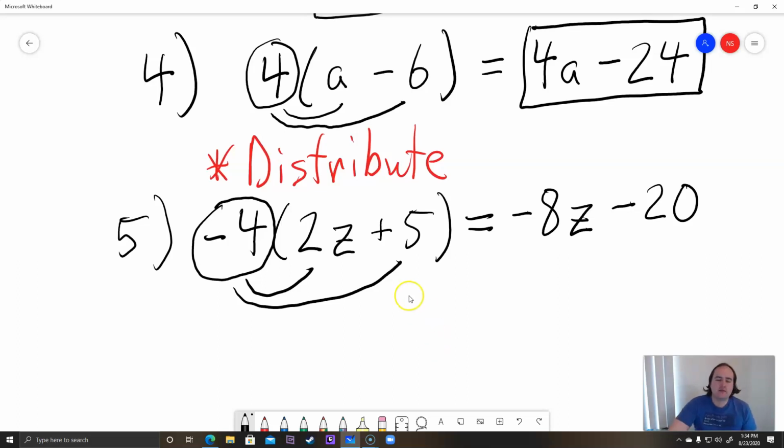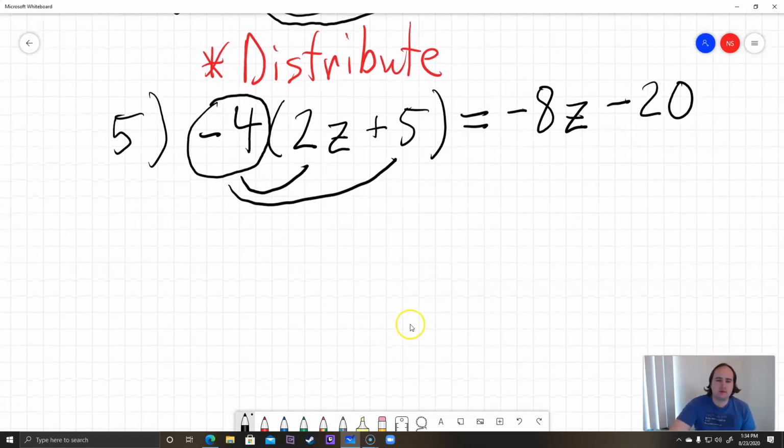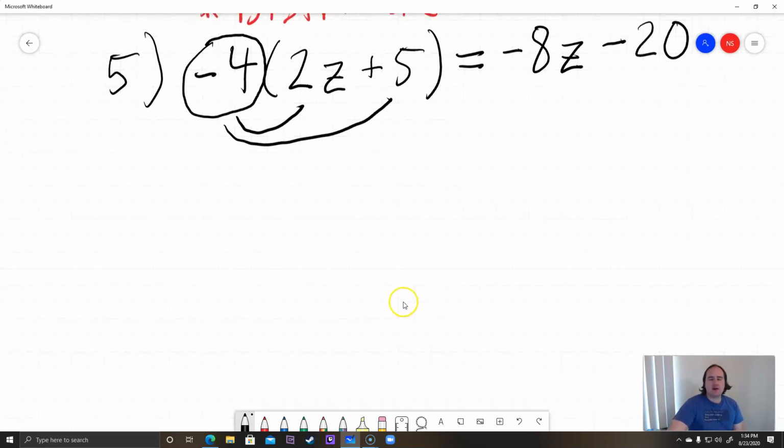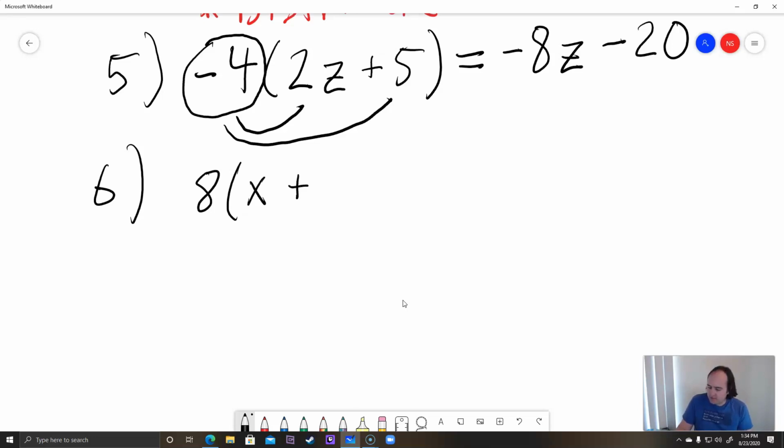Okay, now I'm just going to keep going with these examples. So far we've seen distributing and combining like terms, but you can actually combine like terms and distribute in the same problem. So that's what I wanted to show you next. So for example number 6, the instructions are still simplify, but for this one, we have 8 times a quantity x plus 5, minus 29.